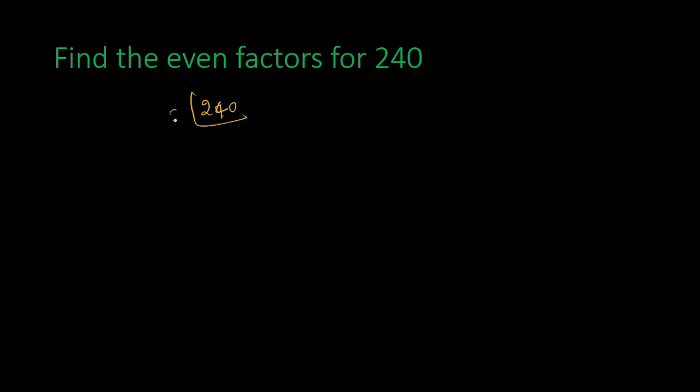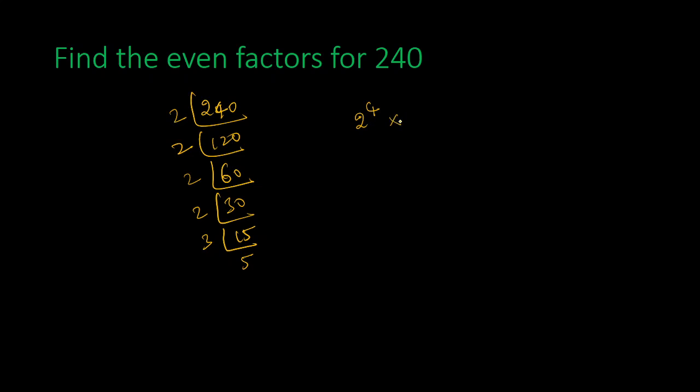So, 240 divided by 2 will be 120. 120 divided by 2 is 60. 60 divided by 2 is 30. 30 divided by 2 is 15. 15 cannot be divisible by 2, so I will go for 3. 3 will be dividing 15 by 5 times. So, how many factors are here? 2 to the power of 4 and 3 to the power of 1 into 5 to the power of 1.